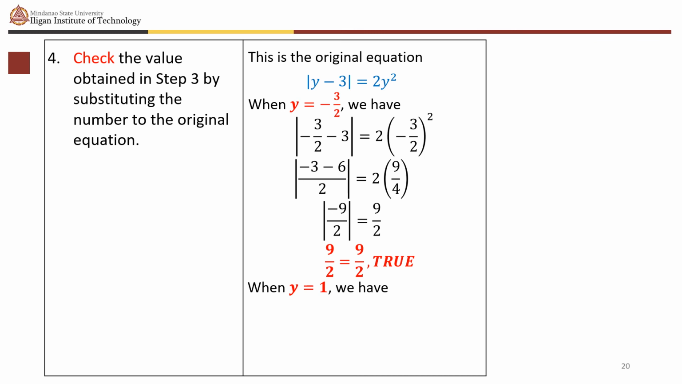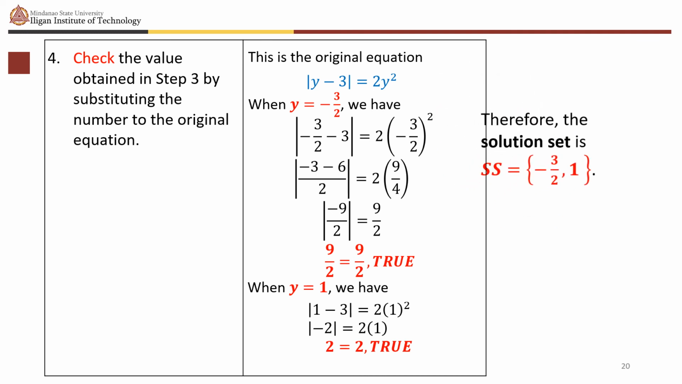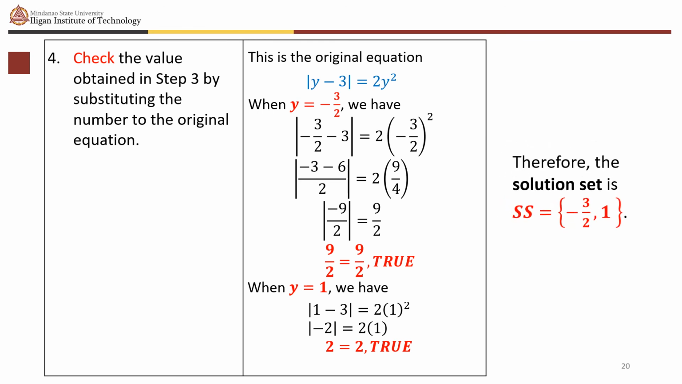On the other hand, when y is equal to 1, we have the following. The absolute value of 1 minus 3 equals 2 times 1 squared. You have 2 is equal to 2 times 1, which is actually true. So in this case, the solution set is the set containing negative 3 over 2 and 1.